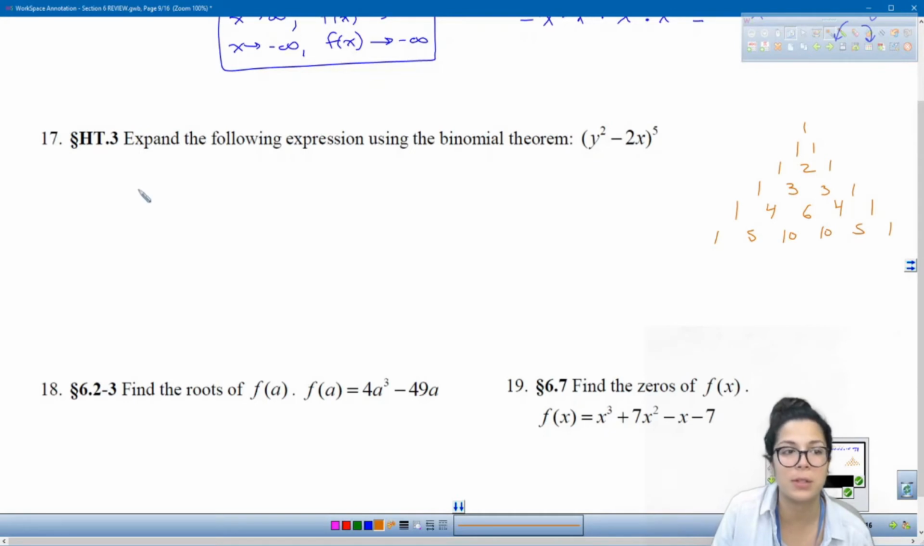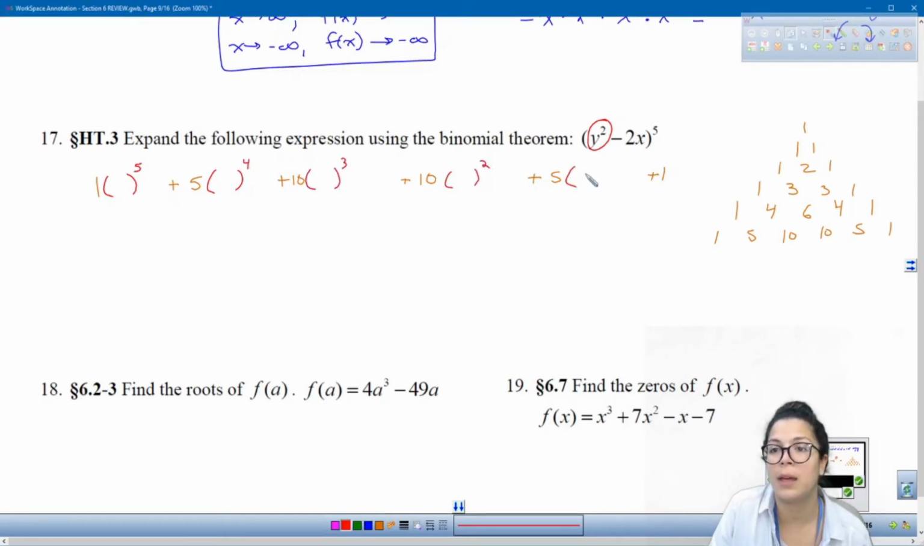So our coefficients are going to be 1 plus 5 times something plus 10 times something plus 10 times something plus 5 times something plus 1 times something. Now remember, your first term is going to have the highest power, 5, then power 4, then power 3, then 2, then 1, all the way down to 0. Okay, so that's the first term.